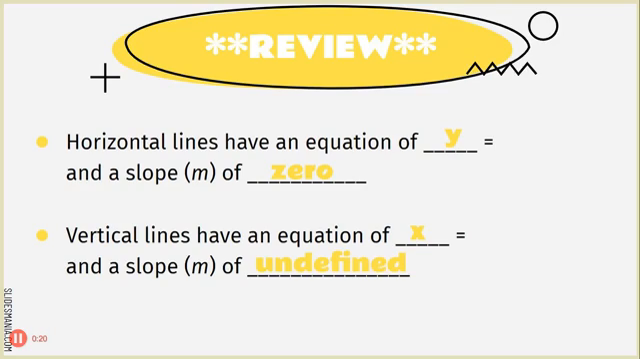Vertical lines have an equation of x equals because they do not have a y-intercept and they don't have a slope. They actually have an undefined slope. So if they don't have a slope and they don't have a y-intercept, they can't be written in slope-intercept form, and that is why they are always x equals a number.